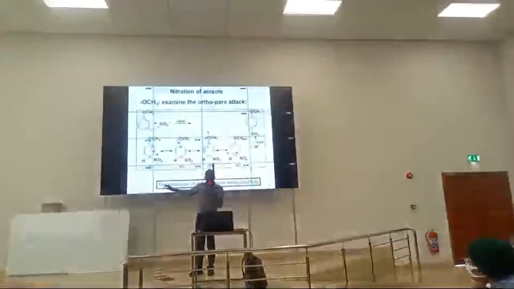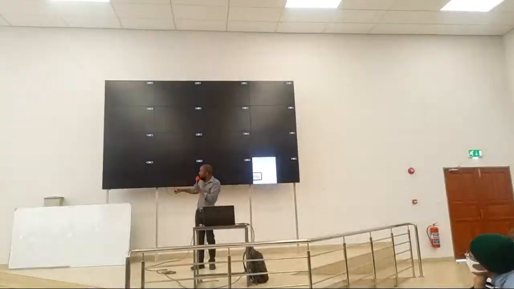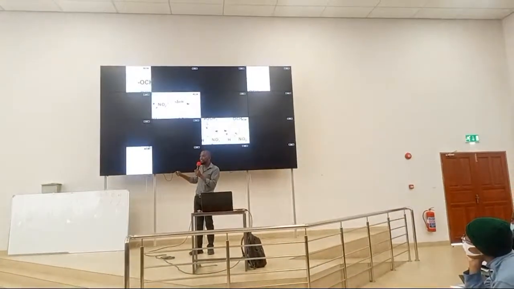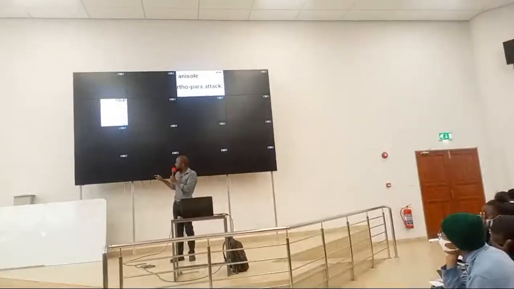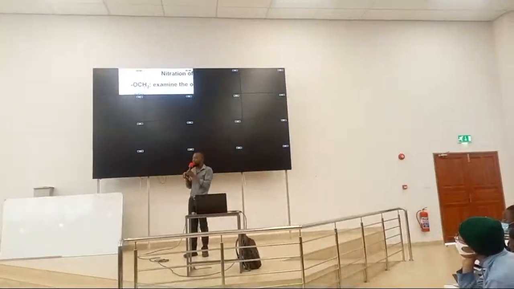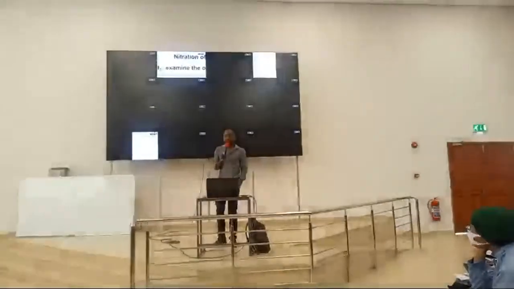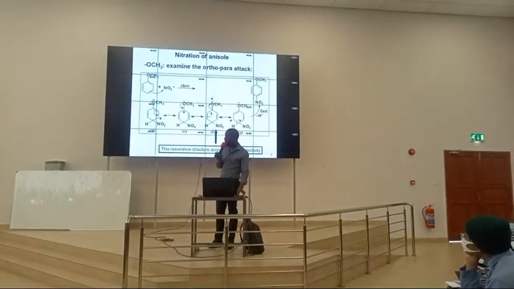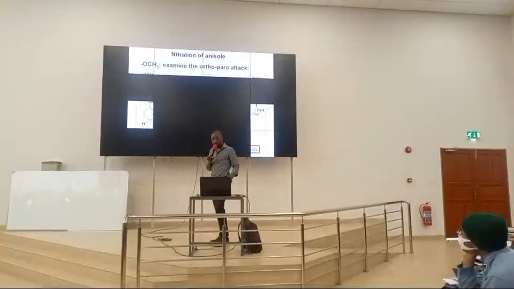So this is another way to explain why the methoxy is an ortho-para director, because we can see that in other resonance structures of this neutral molecule, the negative charge is actually sitting on ortho and para carbon atoms. So those are going to attract the electrophile more than the meta carbon atoms. So that is very important for us to understand.